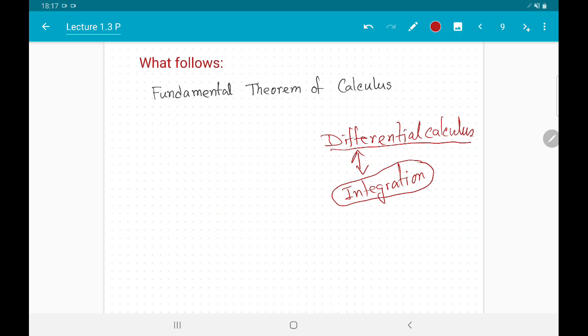differential calculus. In what follows, we will show you, or prove to you, a fantastic theorem called the fundamental theorem of calculus, which will come in two parts, and it will establish a very nice relationship between integral calculus and differential calculus.